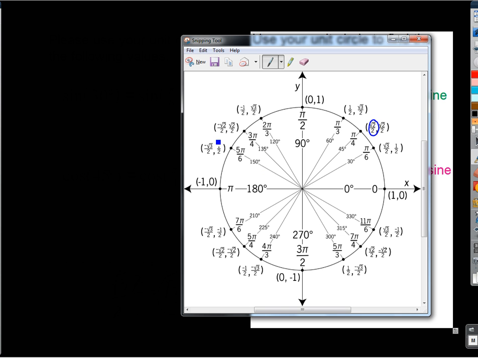How many angles did you find that have a sine of 1/2? A lot. Okay, so we have to do something about this function, because as it is, it's not a function, because why? It gave more than one answer, more than one output.